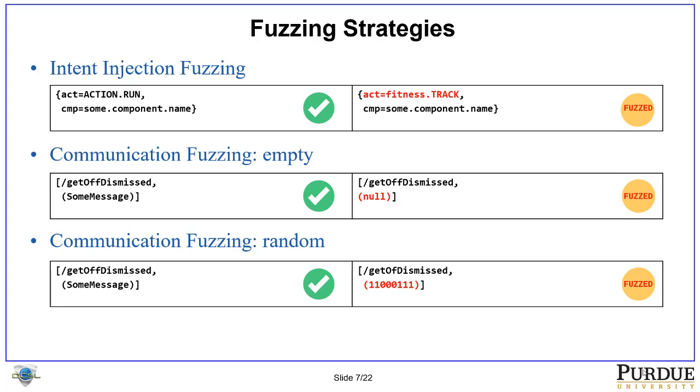Vulcan decides which fuzzing strategy to apply depending on the state of the app. For example, if the app is in a vulnerable state that has ongoing synchronization, Vulcan is going to use the communication fuzzing. Otherwise, it's going to use the intent injection one.